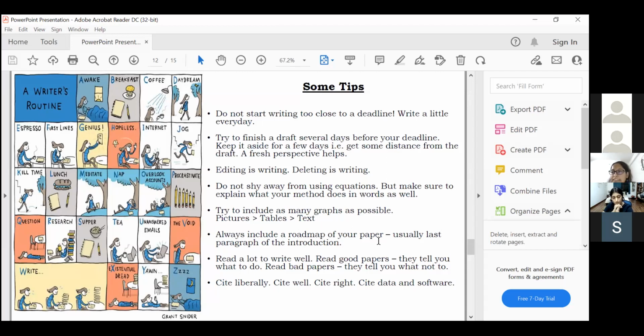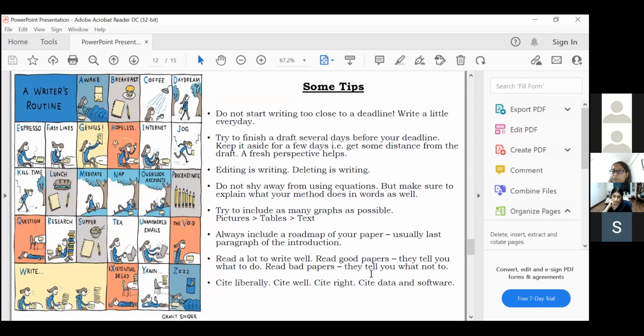Try to include as many graphs and pictures as you can. From the point of view of the reader, pictures and graphs are far better than explaining something in a table, which is far better than writing it in words. So pictures are better than tables, which are better than just plain text.